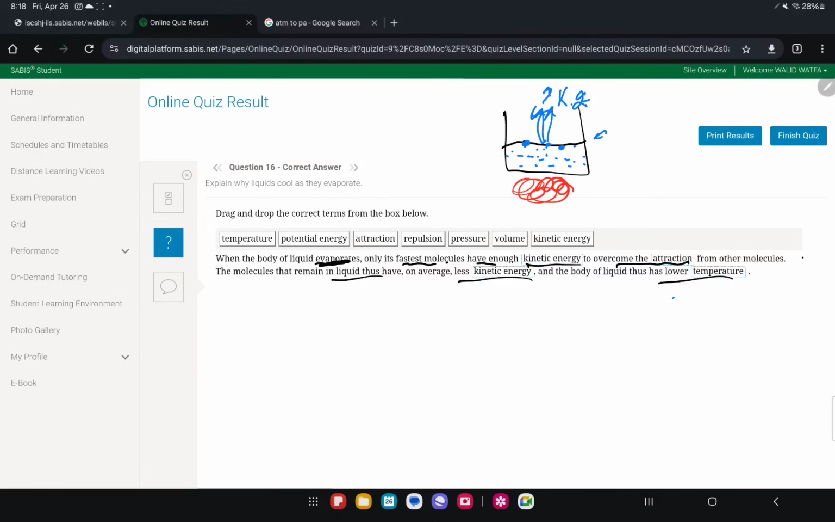Because in the liquid there's forces of attraction between every single molecule. So to change into a gas, it needs enough kinetic energy and enough potential energy to overcome this force of attraction. So the ones that get out have enough kinetic energy to overcome the attraction from the other molecules. However, the ones down here at the bottom of the liquid that still didn't evaporate have less kinetic energy. They're still not moving, they're still part of the liquid. And since obviously less kinetic energy, so lower temperature.